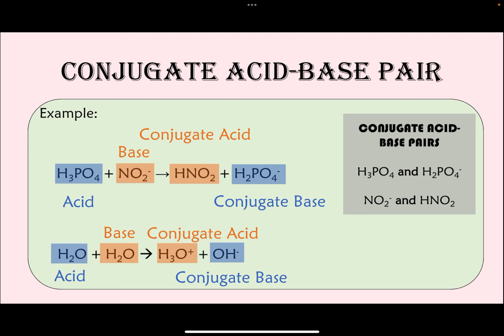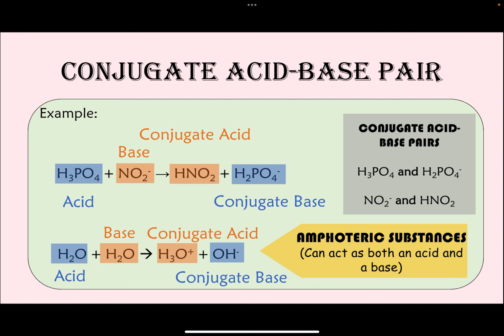So that is the conjugate acid. For a substance like this, water is one of the very few examples of this type of substance that we call amphoteric. Amphoteric is any substance that can act as both an acid or a base depending on what it is reacting with or what it is making a solution with.